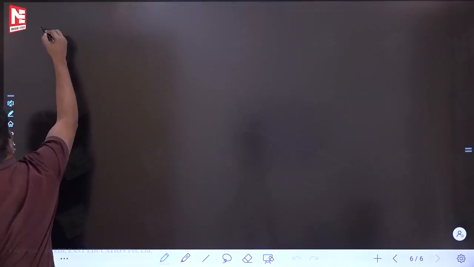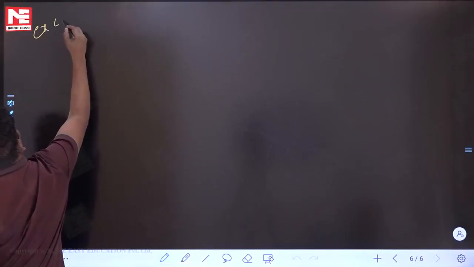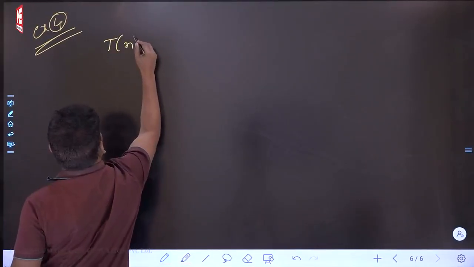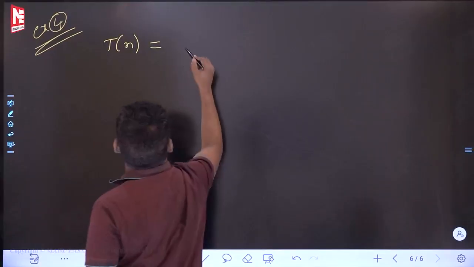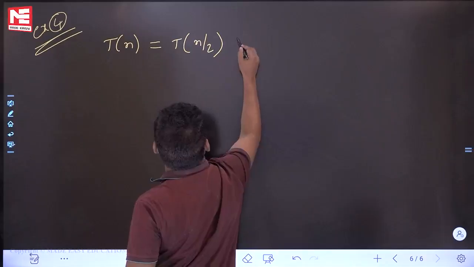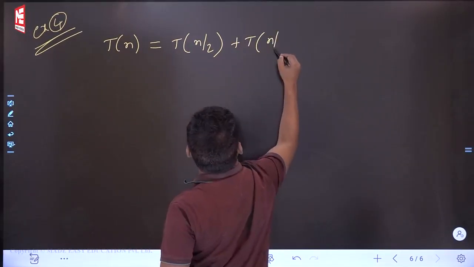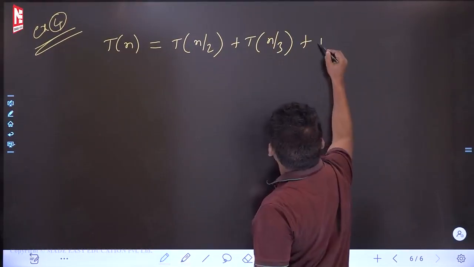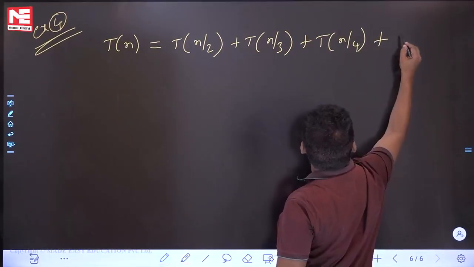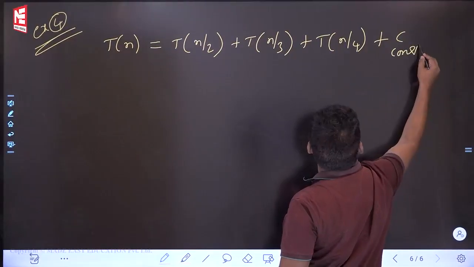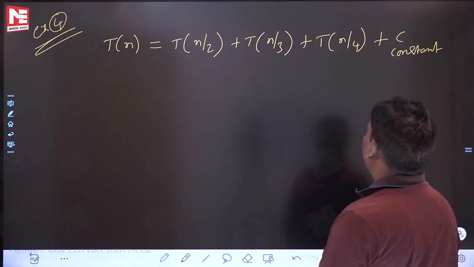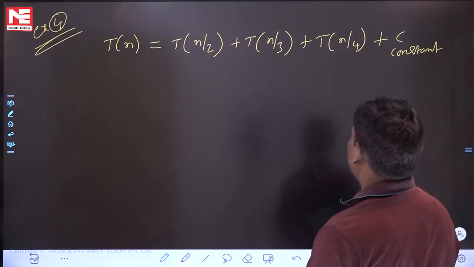Example 4. 3 examples are over, you are almost okay. Let's see this example also. Example 4: Tn is equal to T(n by 2) plus T(n by 3) plus T(n by 4) plus c, where c is a constant.